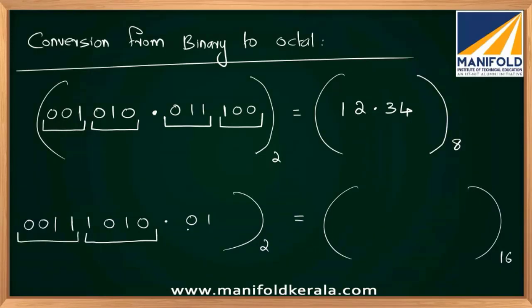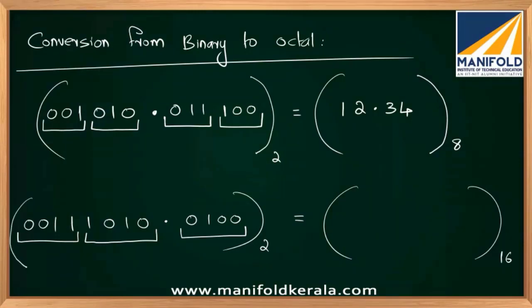Right? Now from the fractional point to the right, you group it by bits of 4. But here you find only 2 bits. So how to make it into 4 bits? You pad 2 zeros to the right of the rightmost one, right? So basically this will become this one.